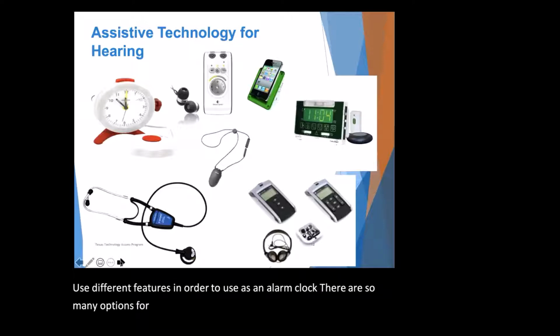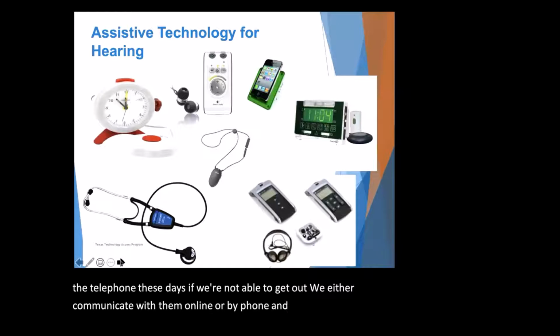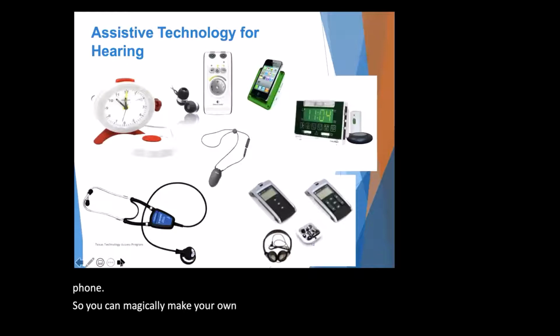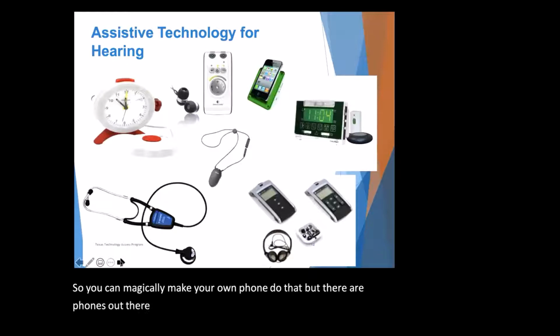And I was thinking especially about how the telephone these days, if we're not able to get out, we either communicate with them online or by phone. And phones can be very hard for people to hear on. So there are lots of different ways to increase the decibel level on phones. I mean, you have to buy a new phone. It's not like you can magically make your own phone do that. But there are phones out there that have increased decibel levels. And there's also phones that will close caption for you.